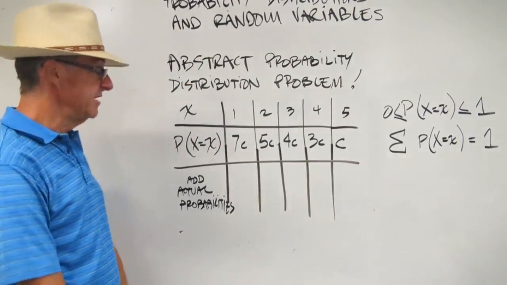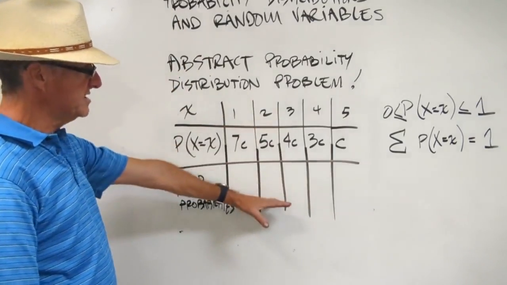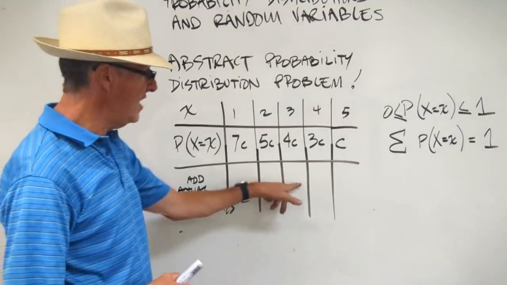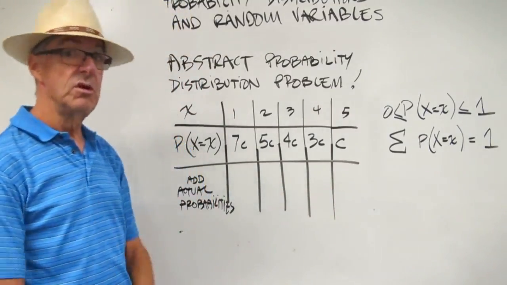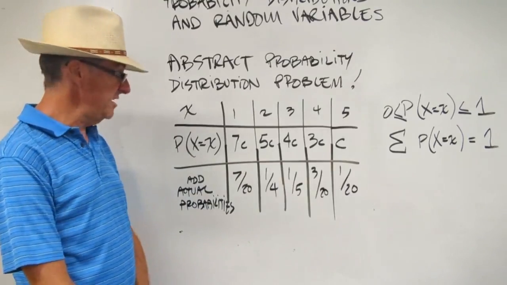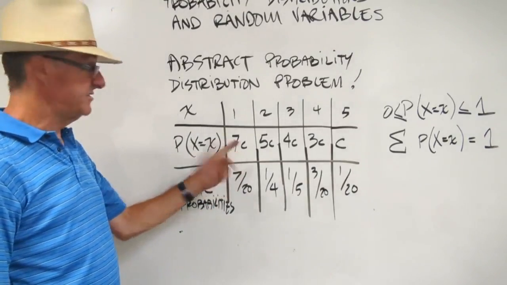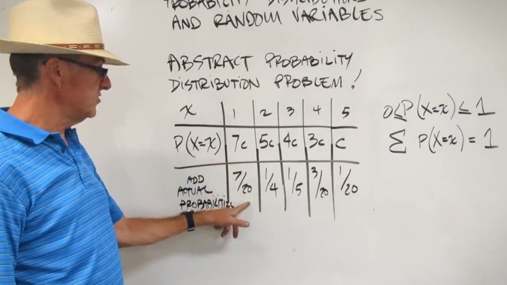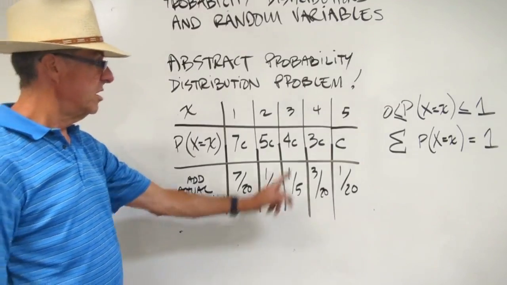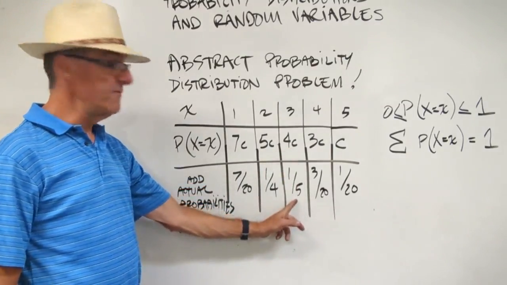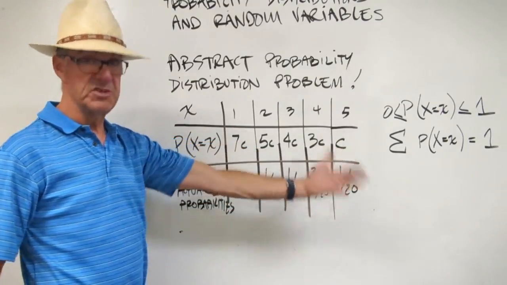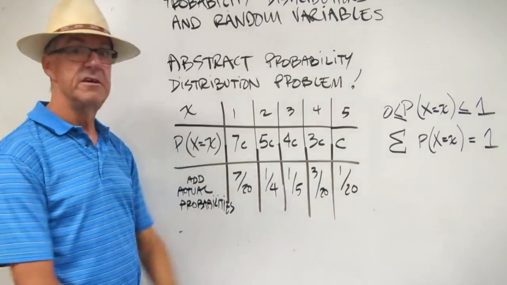One last thing. Now I want you to come back to this table, use what you've learned in the last 2 problems, and go ahead and fill out this table with the actual probabilities for each of these outcomes. Let's see how you did. 7C, C is 1/20th, so that's 7 over 20. 5C is 5 over 20, which reduces to 1/4. 4C reduces to 1/5. 3C is 3 over 20, and 1C, which we know from the very beginning, is 1/20th.